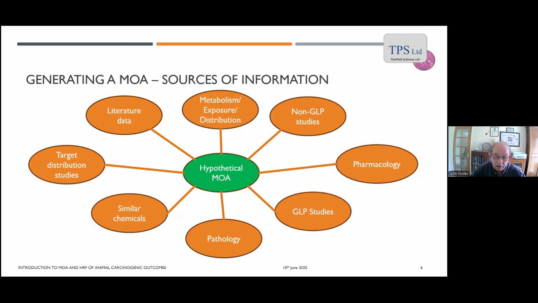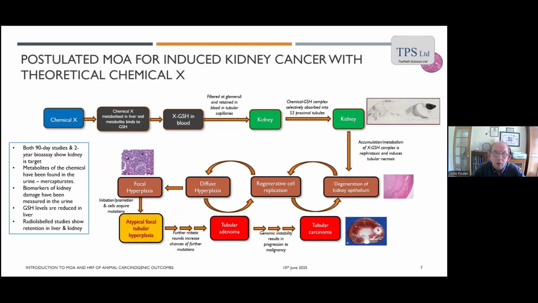A knowledge of how similar chemicals have been discussed and used in terms of working out their mode of action. Target distribution studies, literature data; it's always important to support your hypothesis by published data. Non-GLP studies, there's nothing wrong with these, and GLP studies for carcinogenesis that have been conducted over 14-day, 28-day, 90-day studies. So all of these approaches will be integrated to come up with your hypothetical mode of action. So we have kidney cancer.